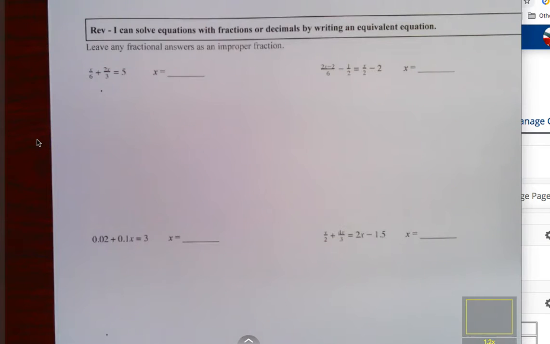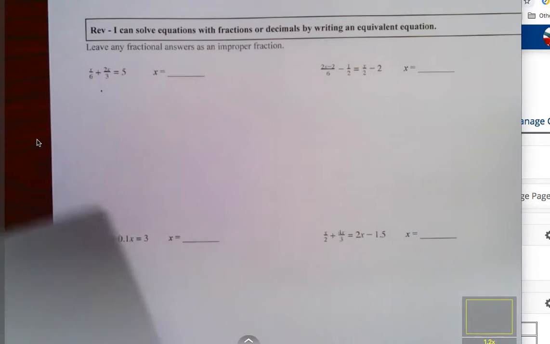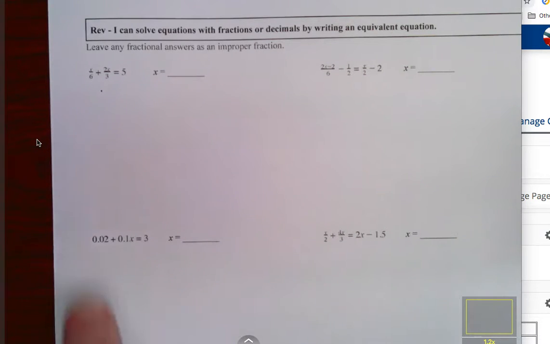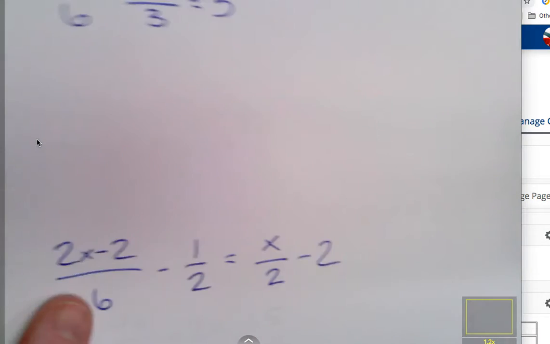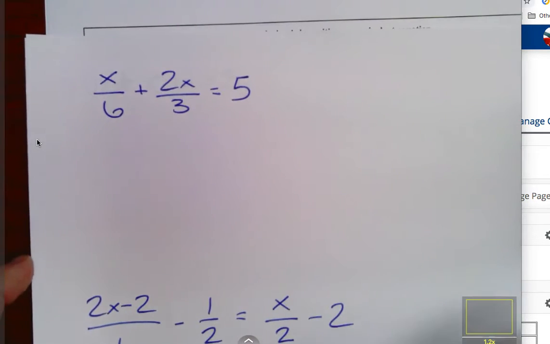Okay, I can solve equations with fractions or decimals by writing an equivalent equation. So that's just a suggestion. You don't have to write an equivalent equation, but I personally like to clear the fractions, and it's a good skill to have for later on. So let's get started with this first one. It also says leave any fractional answers as an improper fraction. All right, so let's see what we have here.